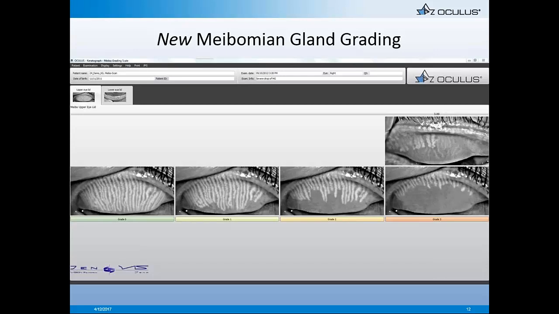So quantity is extremely important for the tears. Quality is extremely important with the tears. The ability to do all of this with one instrument is incredible, and I've been very happy, and all the doctors that I've been talking to are extremely happy with their dry eye clinics and the Keratograph.